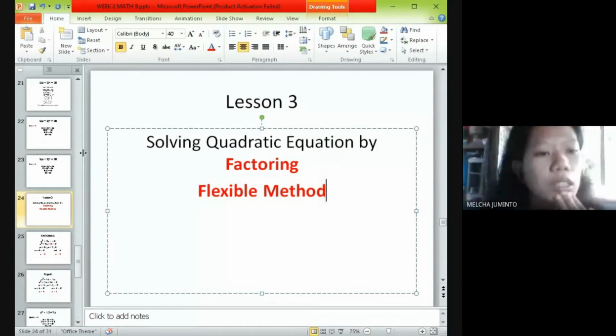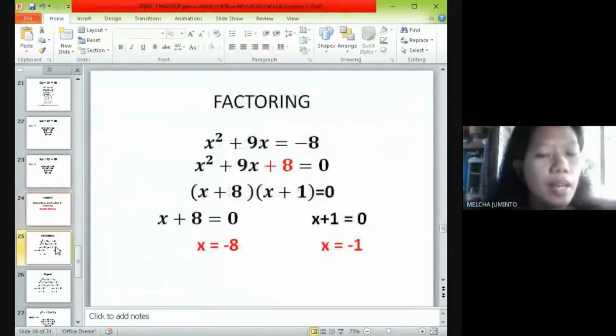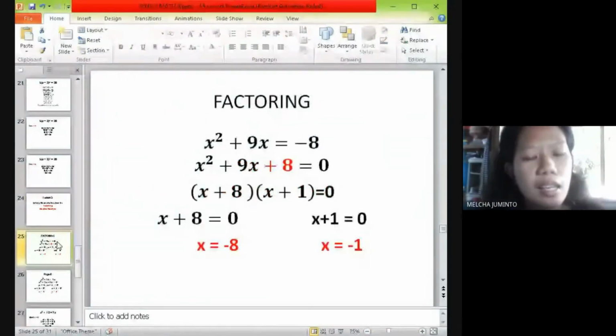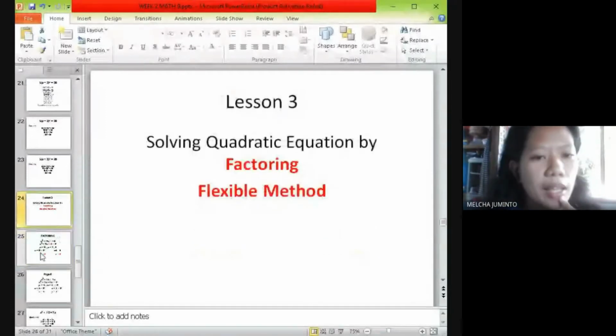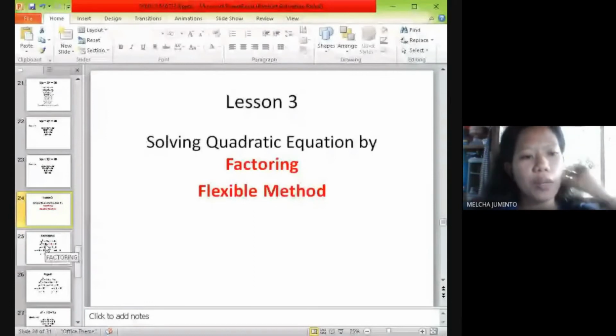Unlike extracting the square roots, which is limited to when B is 0, this one can be used when A, B, and C all have values, or when B has a value but C is missing, or when B is missing but C has a value. Let us have some examples of how factoring is applied in solving quadratic equations.